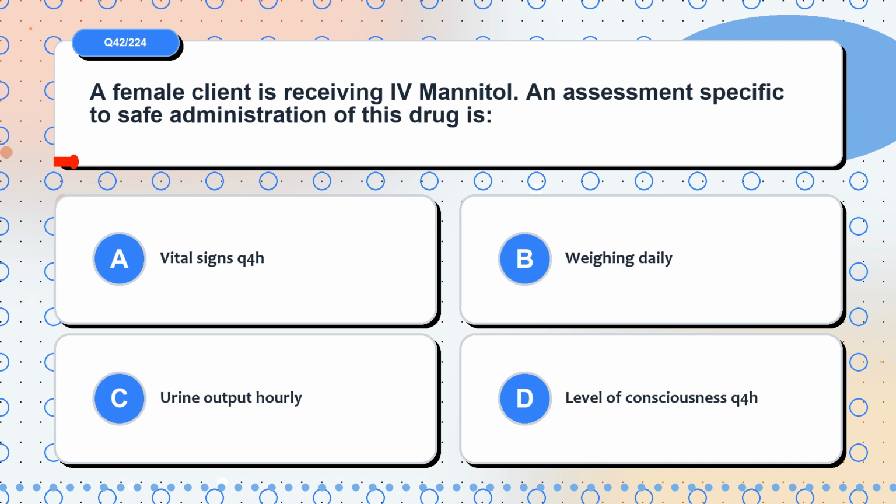Question 42. A female client is receiving IV mannitol. An assessment specific to safe administration of this drug is. Here are the options. Option A. Vital signs Q4H. Option B. Weighing daily. Option C. Urine output hourly. Option D. Level of consciousness Q4H.